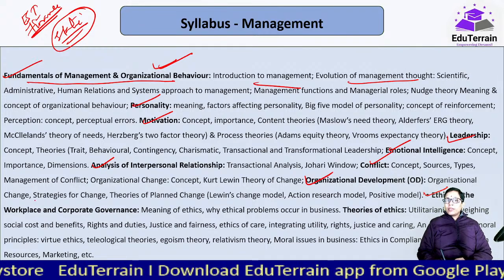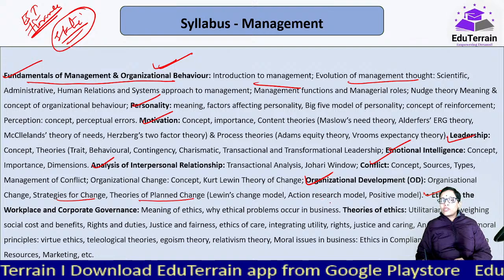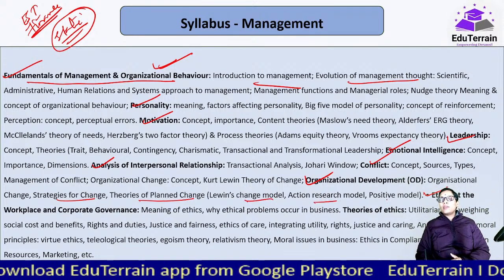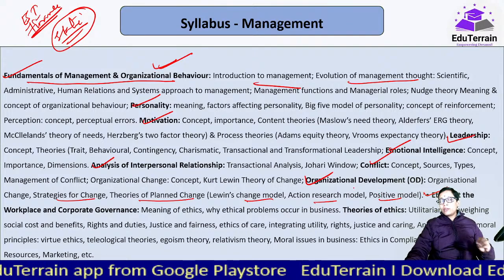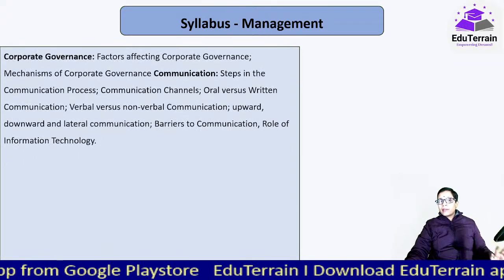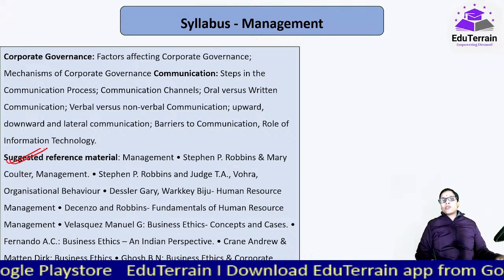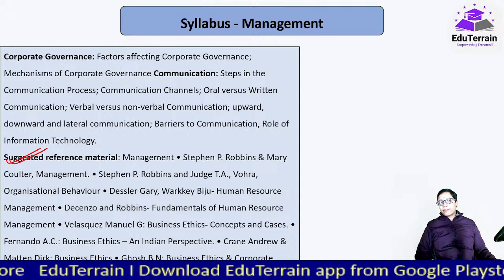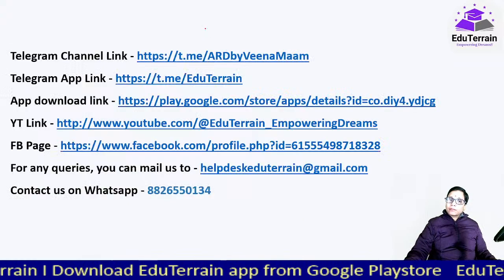It's a structure, it's a change, strategies for change, theory of planned change, and what theories you have to go through, what the various models are, that also they have mentioned here. So everything is so beautifully mentioned that you won't even get confused after going through this. And this again is a syllabus, and they have also mentioned suggested reference material from where you can get hold of these topics. So this is the syllabus for management.